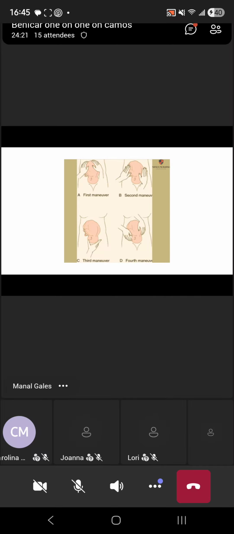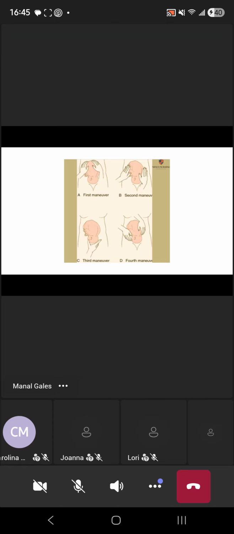Yes, ready for the example? So you will tell me what position. Position is either left, LOA, or ROA, right? Left occipital anterior, right occipital anterior, or sometimes it is occipital posterior, right? Okay, so ready guys for the example? And the ones online, ready for the example to hear it?